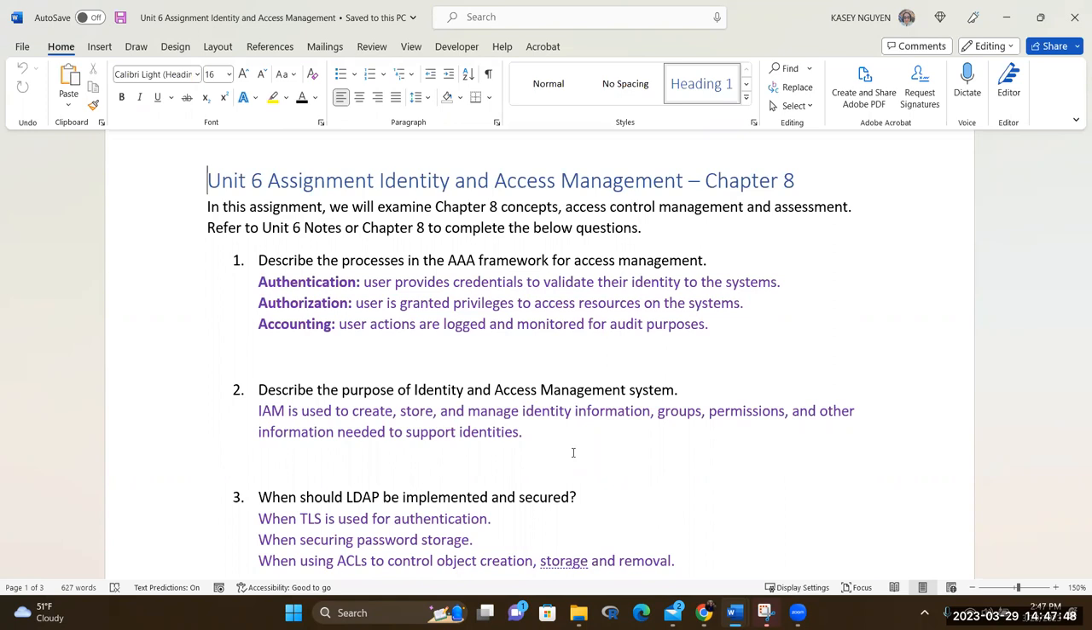In access management, you start to see a lot more of this. They don't just look at access management, they look at identity and access management: how you identify the system, the resources or the user, in addition to controlling how that system or user accesses the resources. In cloud environments, you would see IAM being used. In a lot of security systems, it is a way to identify the specific subject that is using the object. IAM is used to create the user, and to store and manage identity information, groups, permissions, and other information needed to support identities.